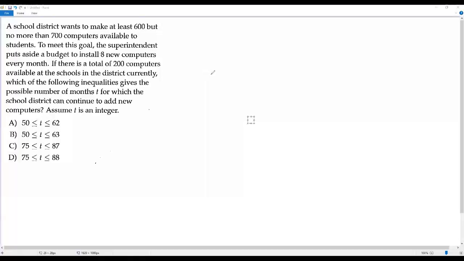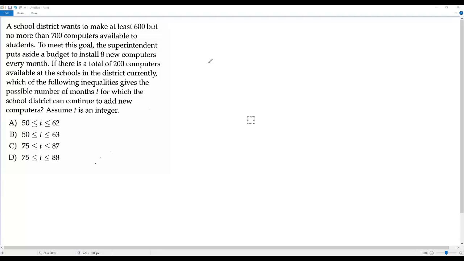Here we have a SAT math question. Okay, let's go with the information. A school district wants to make at least 600 but no more than 700 computers available to students. To meet this goal, the superintendent puts aside a budget to install 8 new computers every month.